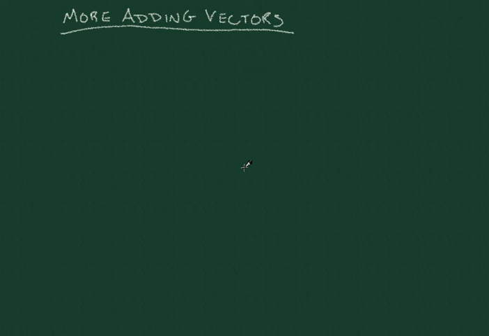So adding vectors can be really confusing when you're seeing it for the first time. There were some good questions that I had today from people that I think would be beneficial for everybody for me to go over again. So let's say we have two vectors. We have a vector A, and then we have another vector B.